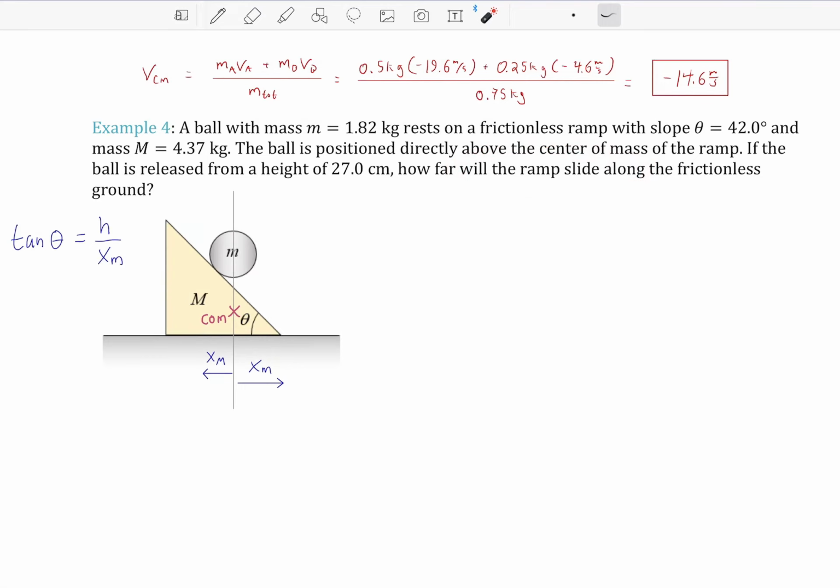If I was to ask a question about time, by the way, we'd have to go back to the more difficult approach of doing a full free body diagram. But here, since we were only asked about distance, we can get away with just using the velocity of the center of mass. Okay? All right, so here we go.